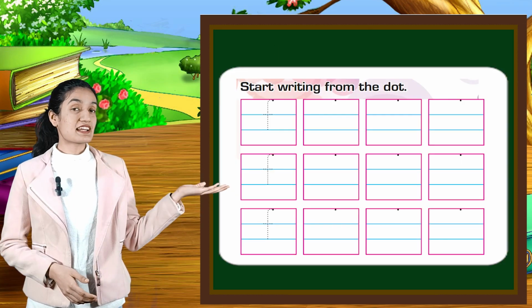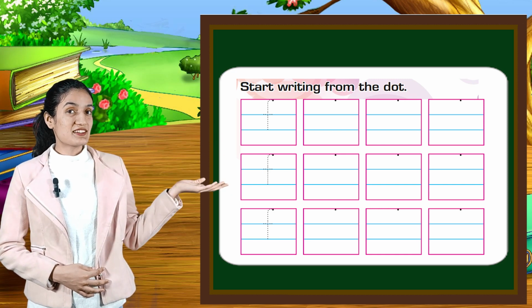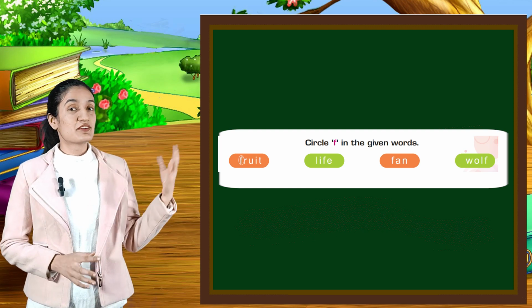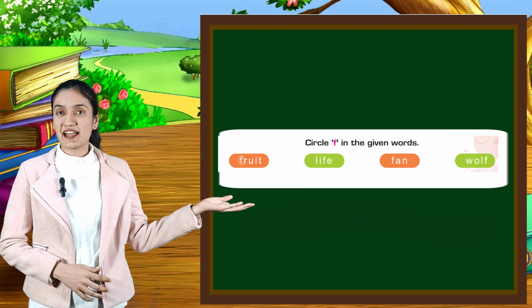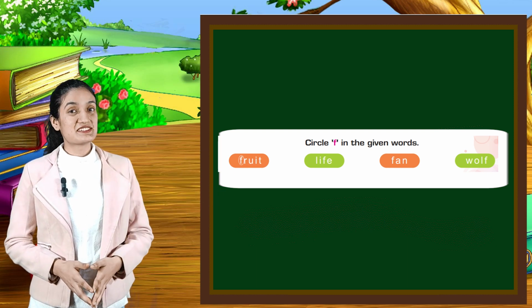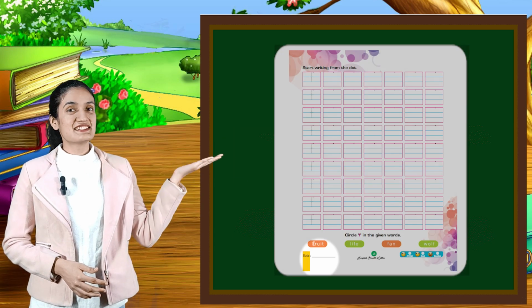Now kids, start writing from the dot. Here you can see the dot and start drawing F. Circle F in the given words. Fruit, life, fan, wolf. So kids, can you find F? Good. F ढूंढकर उन्हें circle करो and write here date.